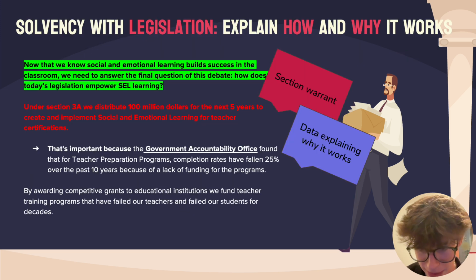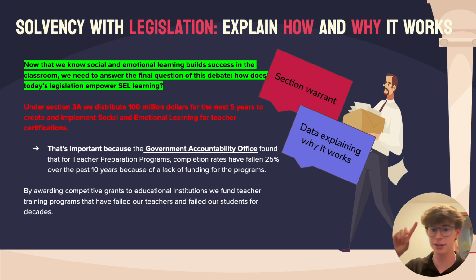All right, continuing on the same speech. We've had the status quo quantification. What's the problem? Why does it matter? And then a very teeny bit of the beginning of solvency of how social and emotional learning solves. But now we have to explain how the legislation solves the problem and why it works. So this is the third little blurb. Now that we know that, how does today's legislation empower SEL learning? Section warrant. I'm explaining my bill because I wrote it. Under Section 3A, we distribute $100 million for the next 5 years to create and implement social and emotional learning for teacher certifications. Okay, that's telling me what the bill does.